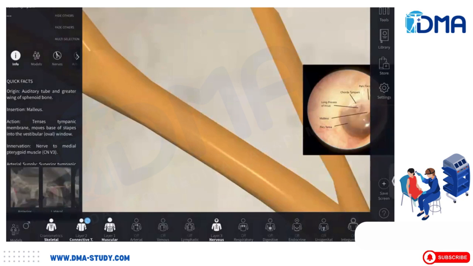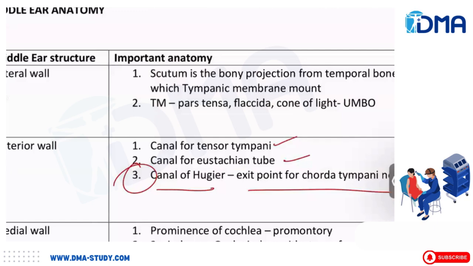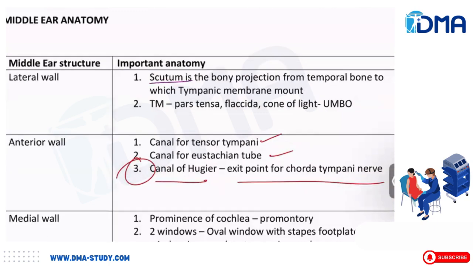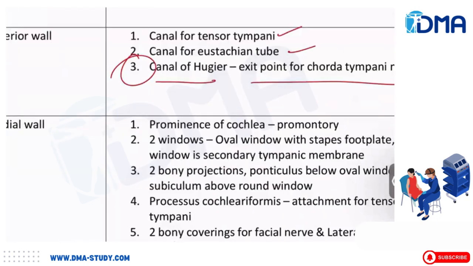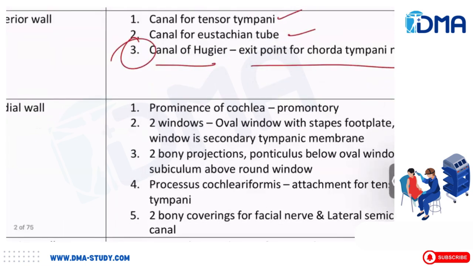Okay. So the lateral wall is very easy and very important. The scutum is the bone that is coming from above and attaching. The anterior wall is very important. Medial wall. The medial wall has a prominence of the cochlea called the promontory. Two windows: the oval window, where the footplate of the stapes connects, and the round window, which is called the second tympanic membrane.